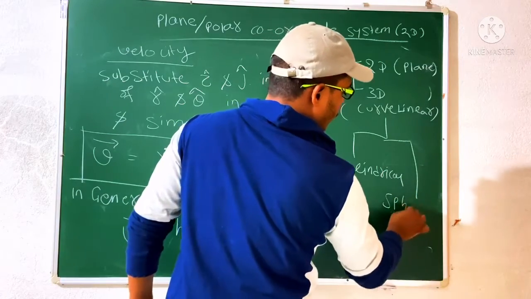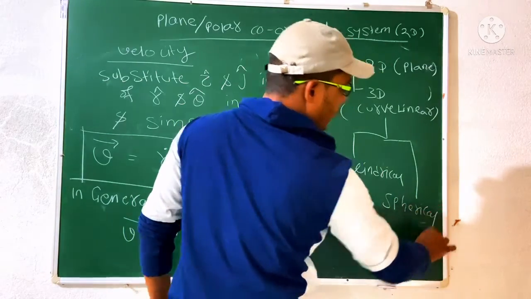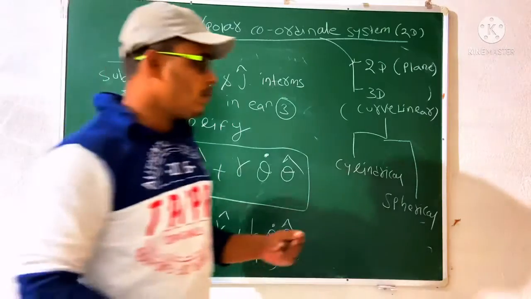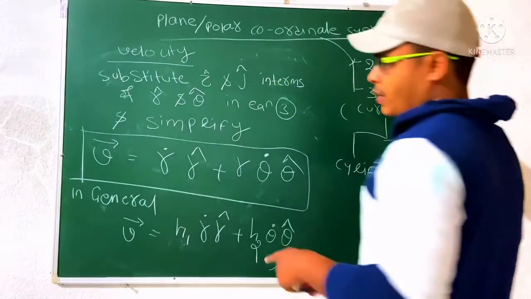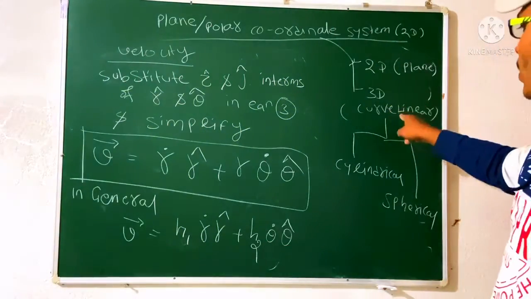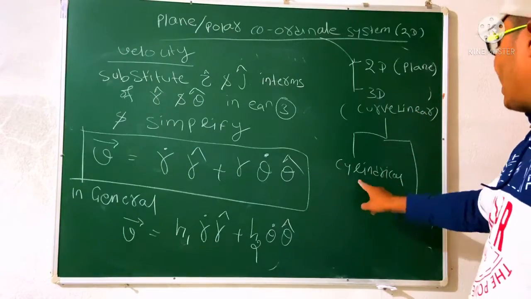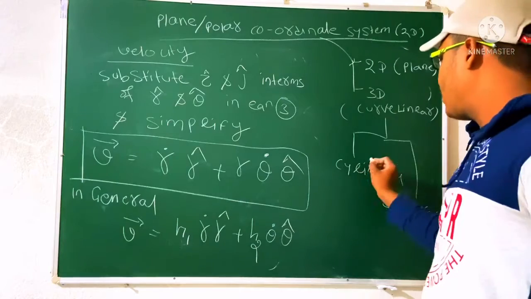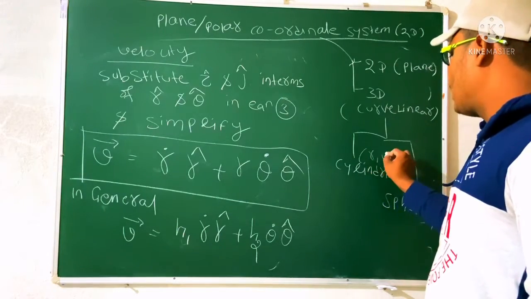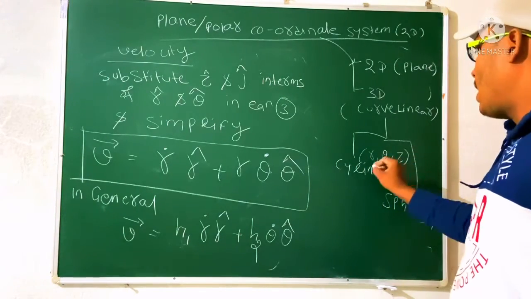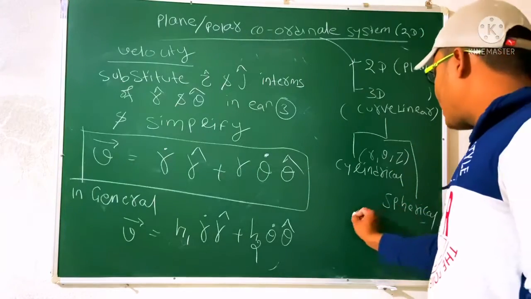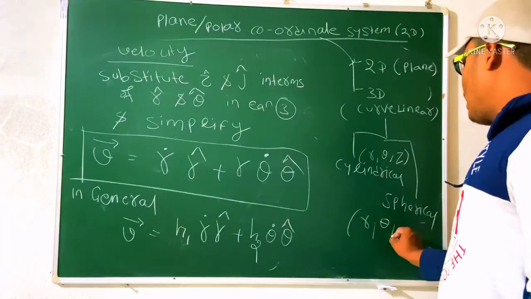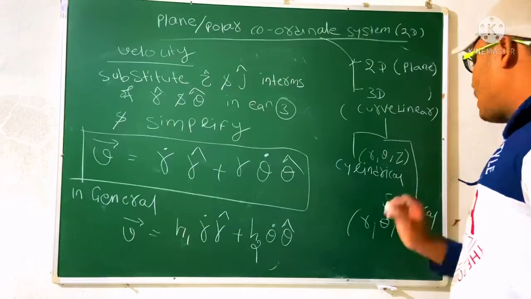So there are three coordinate systems. One is the plane polar coordinate system, that is 2D, then the curvilinear, that is 3D, which has cylindrical and spherical. Since cylindrical is 3D, it has three variables: r, theta, z. And in the spherical, that will be r, theta, and phi. So these are the coordinates.